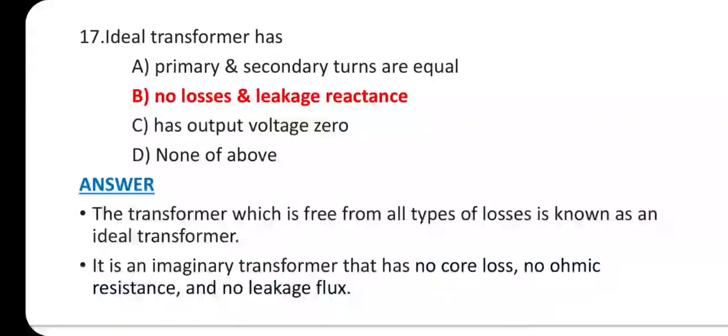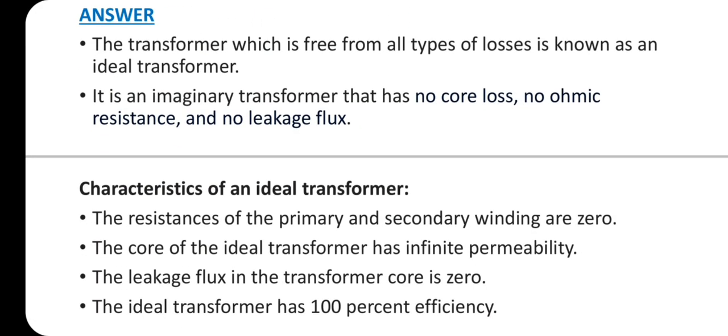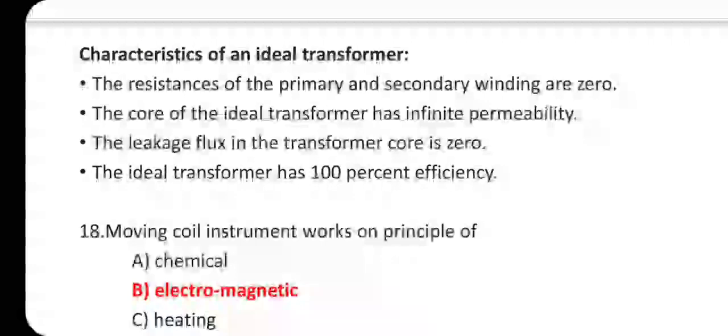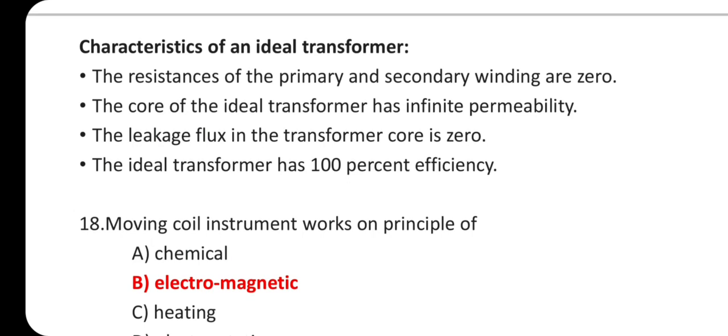Question number 17. Ideal transformer has option B, no losses and leakage reactance. The transformer which is free from all types of losses is known as an ideal transformer. It is an imaginary transformer that has no copper loss, no ohmic resistance, and no leakage flux. Characteristics of an ideal transformer: the resistance of the primary and secondary windings are zero. The core of the ideal transformer has infinite permeability. The leakage flux in the transformer core is zero. The ideal transformer has 100% efficiency.